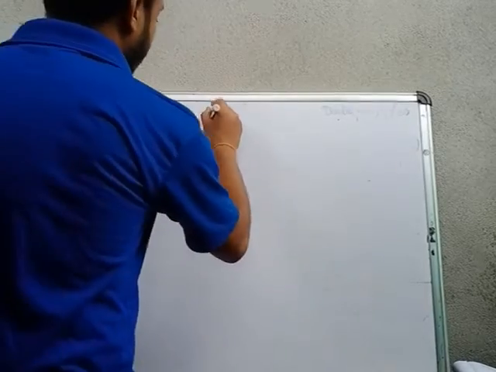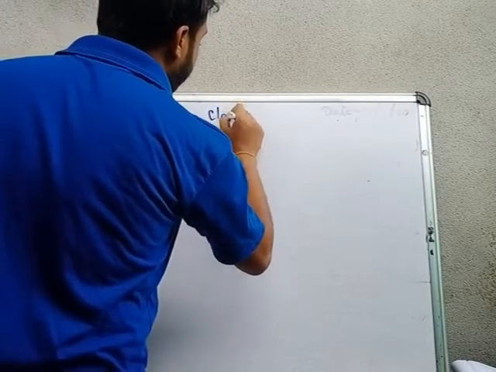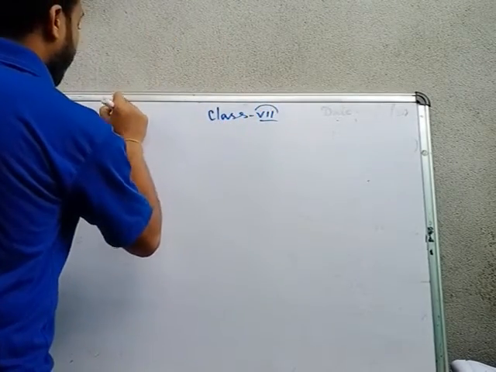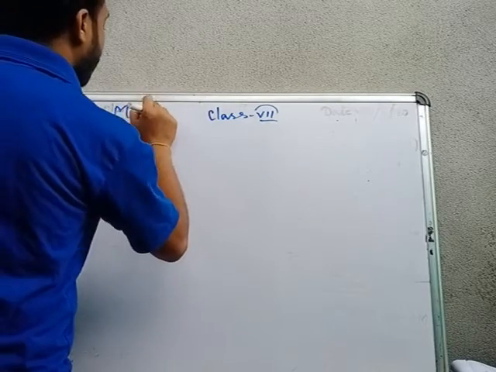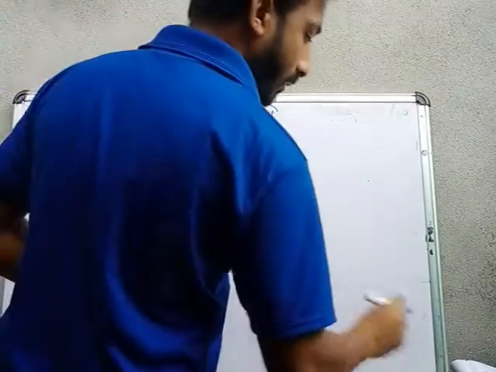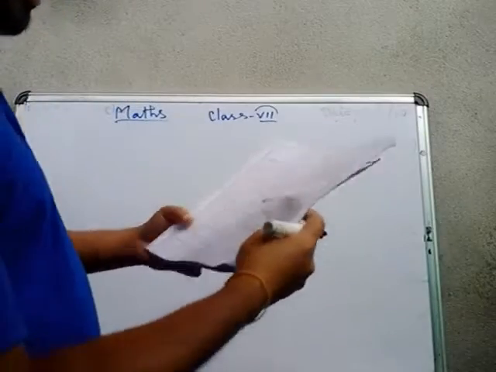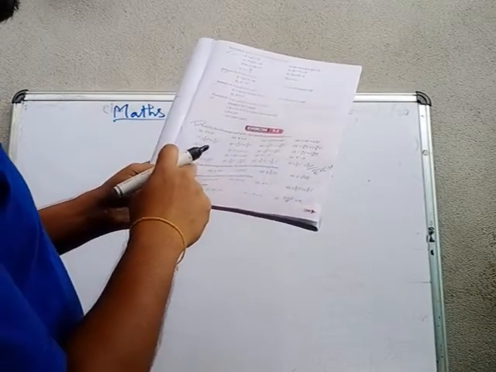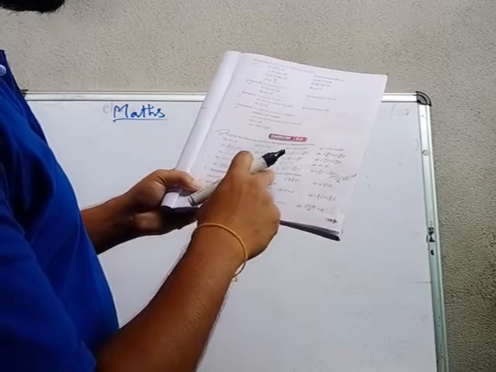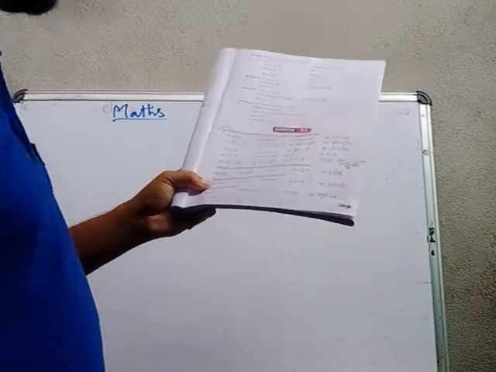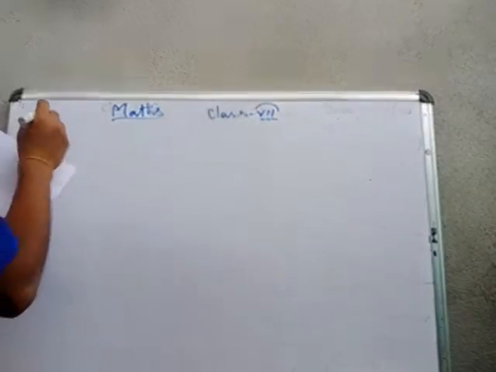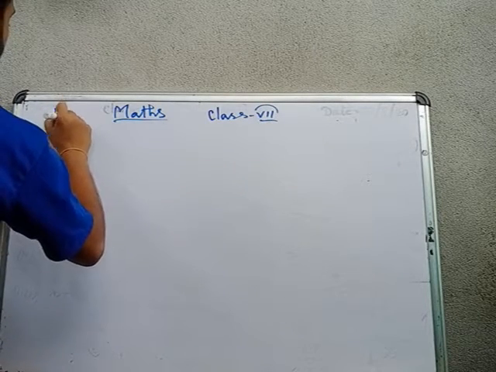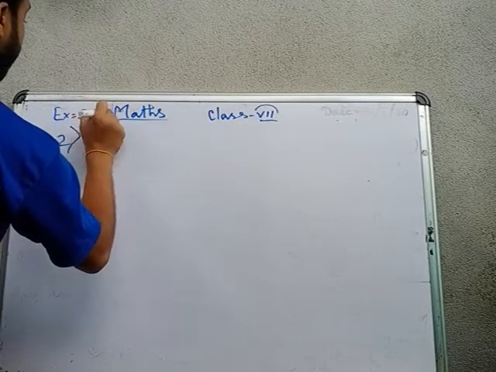Today I will start class 7 maths. Now I will tell you from exercise 5.2. Simplify the following, write the result in exponential form. That means, exercise 5.2.